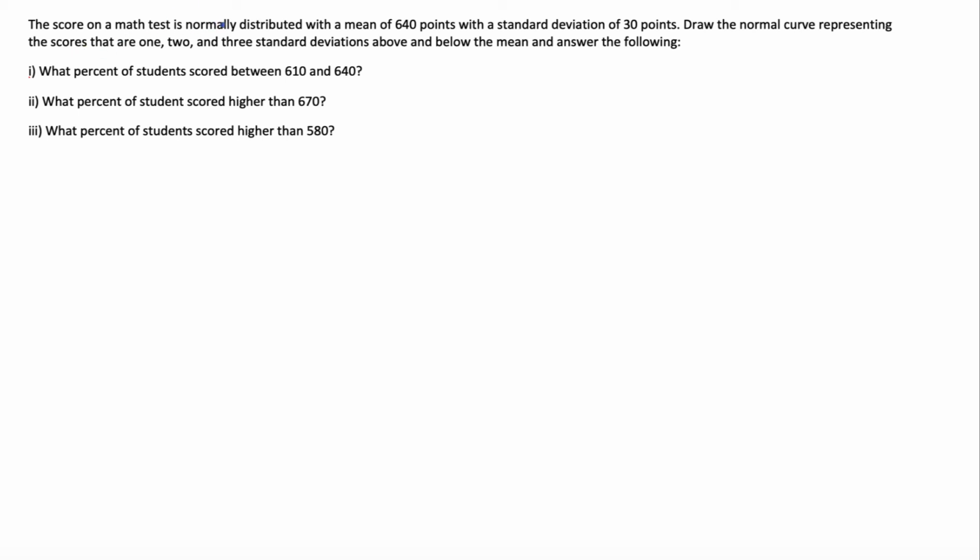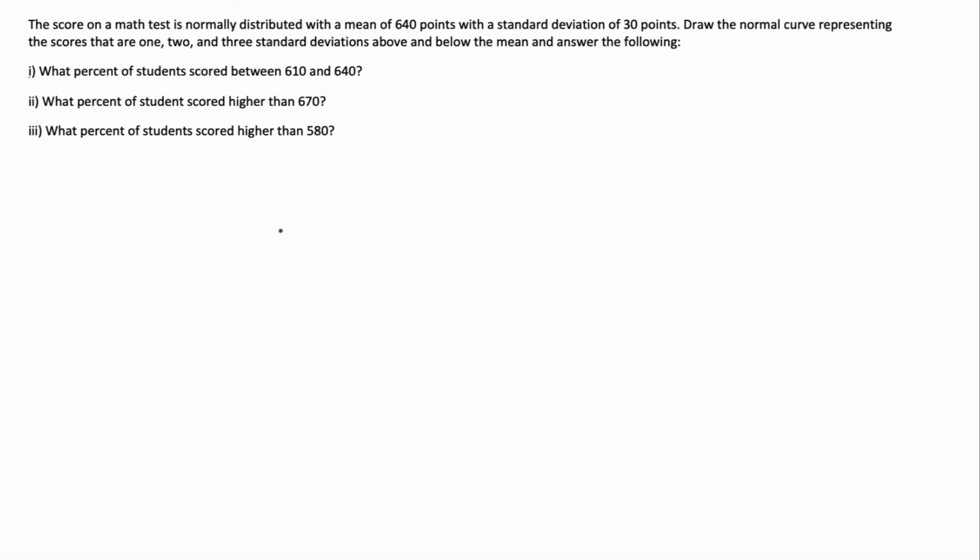The score on a math test is normally distributed with a mean of 640 points with a standard deviation of 30 points. Draw the normal curve representing the scores that are 1, 2, and 3 standard deviations above and below the mean, and answer the following questions.